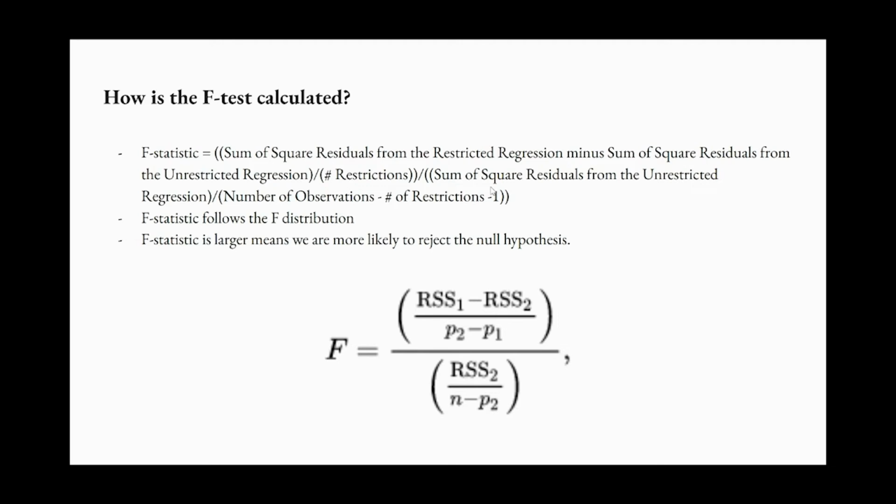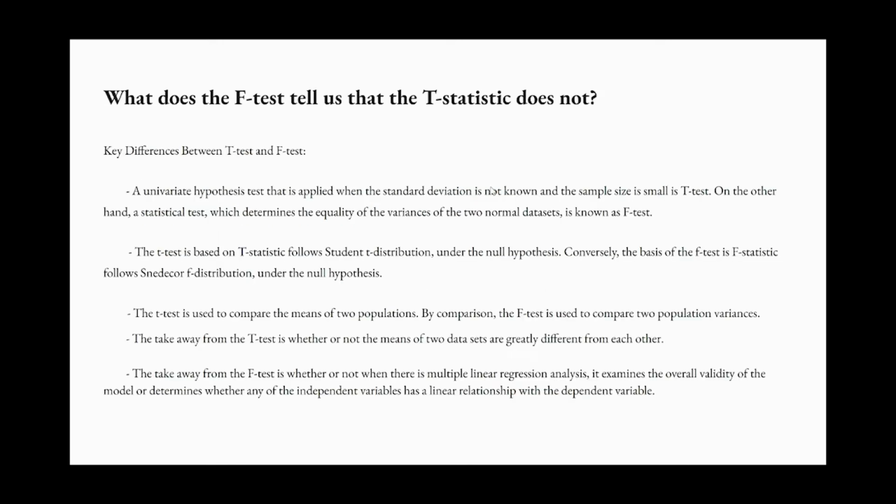The f-statistic is calculated by following the formula. Sum of square residuals from the restricted regression minus sum of square residuals from the unrestricted regression, divided by the number of restrictions, divided by the sum of square residuals from the unrestricted regression, divided by the number of observations, minus the number of restrictions, minus 1. Additionally, the f-statistic follows the f-distribution, and a larger f-statistic means we are more likely to reject the null hypothesis.